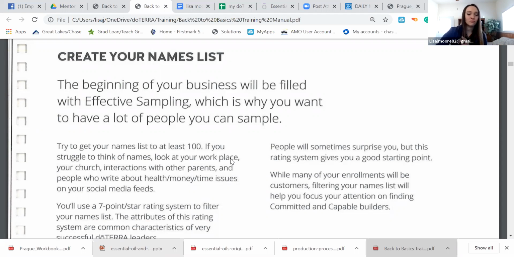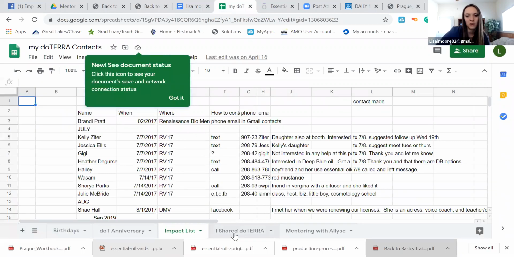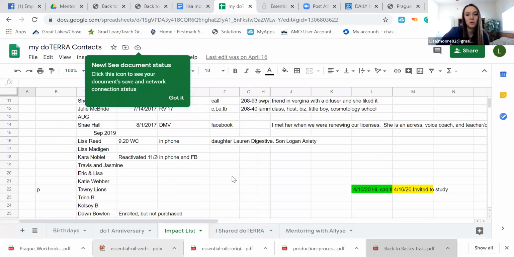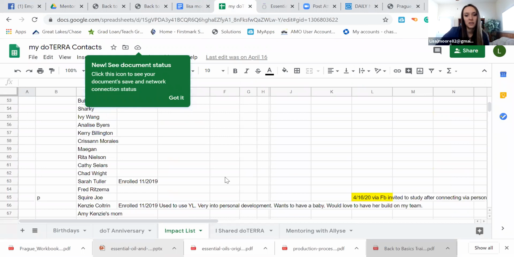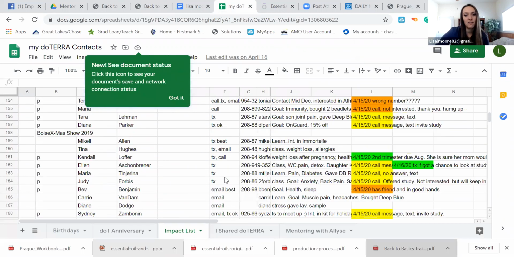So give it a shot. Write your names list down and get those 100 names on there. And we're going to do several things. I use a Google spreadsheet, and I'd kind of started it a little bit before. I call it my impact list because these are the people that I have impact on their lives and they have impact on mine. And I have made different notes.